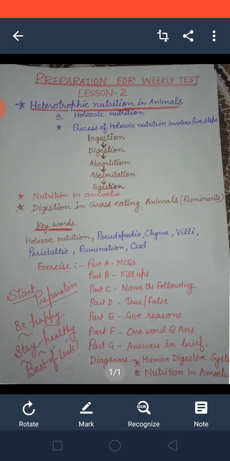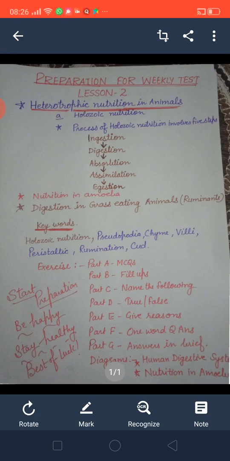Then absorption, you have to study about absorption. Villi absorb the digested food. Villi are the finger-like projections which are present in the small intestine. Then you have to read about assimilation. In the assimilation process, what happens? You have to study how the food that is absorbed by the villi of the small intestine is used for growth, repair of worn out tissue and the development of the body. Then at the last, the undigested food is removed from the body. This is known as egestion.